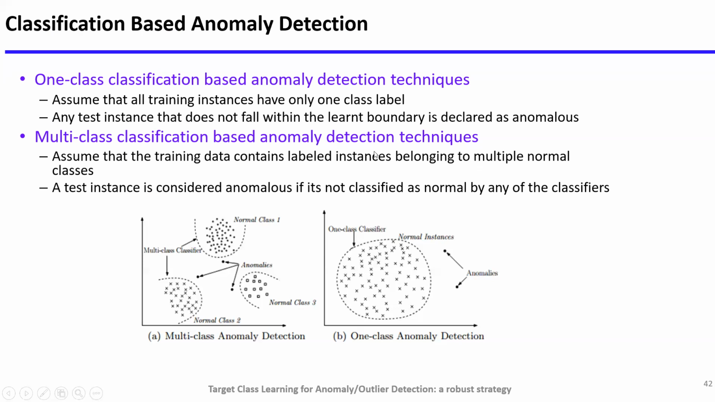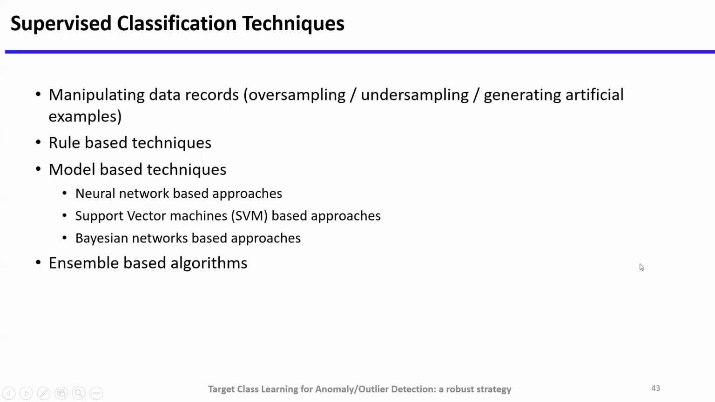In multi-class classification based anomaly detection techniques, we can understand that there could be multiple normal classes, and if any test instance does not come within any of these normal classes, it can be identified as an anomaly. Here we have taken three normal classes, but there are still a few data instances not falling in any of these categories, which can be referred to as anomalies. So this is basically the multi-class anomaly detection technique.